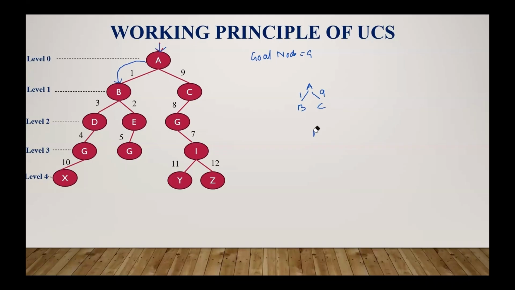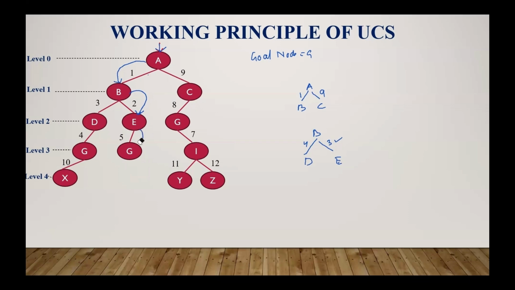Now from B, what are the possible paths? D is present and E is present. Here we have to calculate the cumulative path. So B to D cumulative is 1 plus 3, that is 4. Here 1 plus 2, 3. So which one will it select? It will select the least cost. So now it traverses from this node to this node. Here only one path is present, so it will definitely go this way. And what is the cumulative cost? This is 5. So 1 plus 2 plus 2, that's 5.